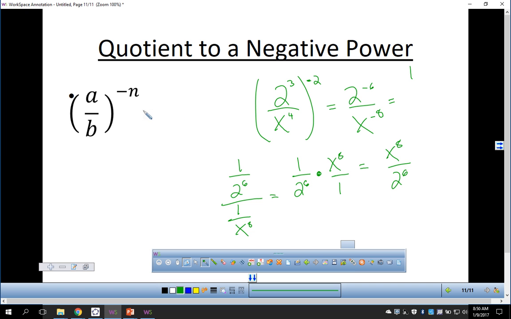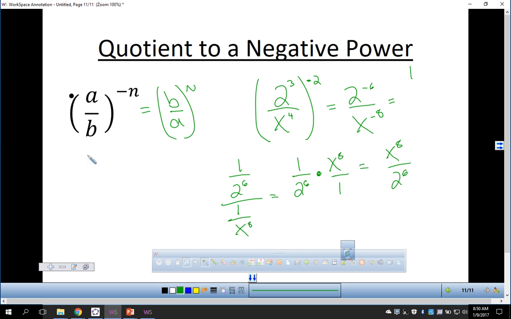So in other words, if I raise something to a negative exponent, all I have to do is flip this upside down and raise it to the positive exponent, like that. Okay? So if you have a fraction raised to a negative exponent, you can just flip it and rewrite it as a positive exponent.